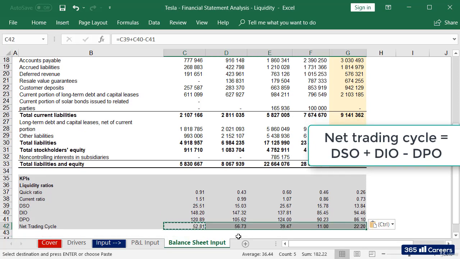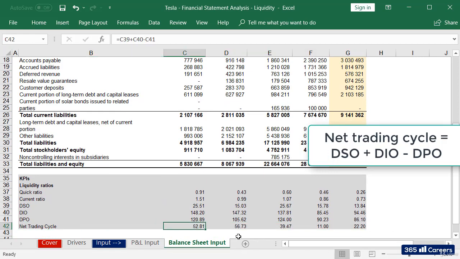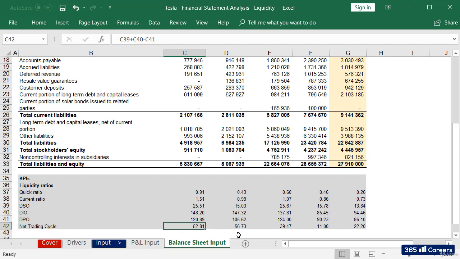A company's net trading cycle tells us whether it uses its own funds when selling products to clients. If we owe more money to suppliers compared to the amount of money we are owed and the amount of money we have invested in inventory, then we are financing our activities by using other people's money. If the opposite is true, we need to use our cash to finance the business and keep operations up and running.